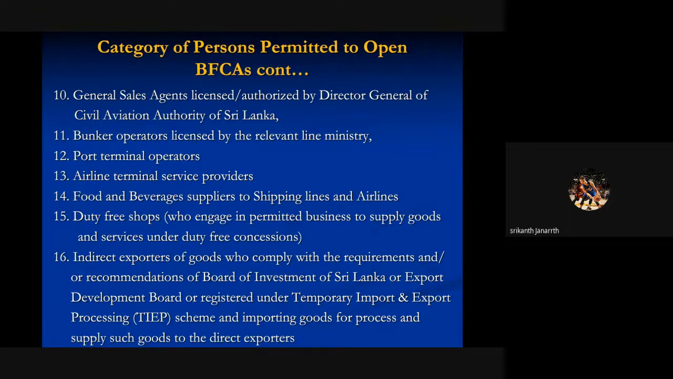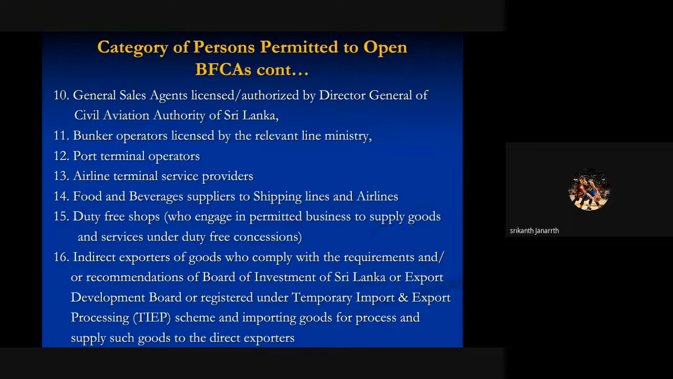They have amended and included this indirect exporter of goods who comply with the requirement. Indirect exporter means the person who supplies intermediary goods or certain raw material to the direct exporter is considered an indirect exporter. Those people are also permitted to maintain a BFC account. Suppose, for example, a person imports raw material, fabric, from Thailand or China, and supplies it to a direct garment exporter.